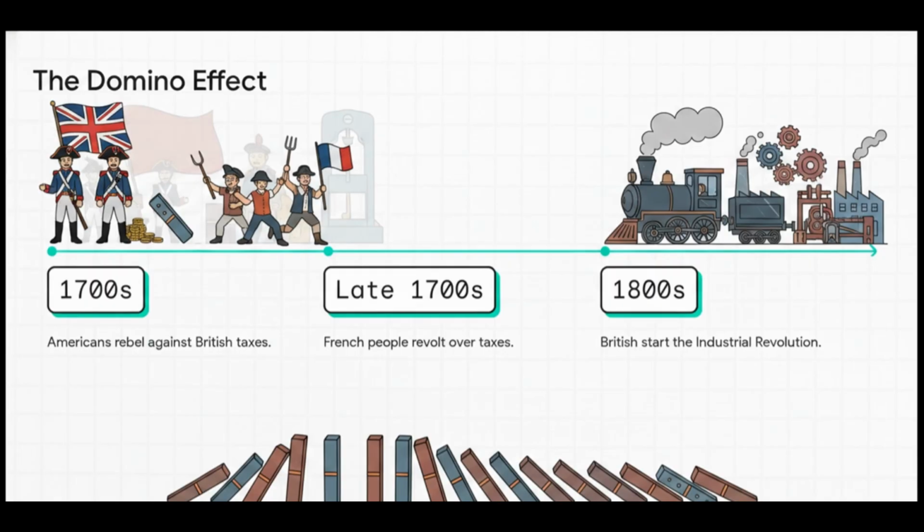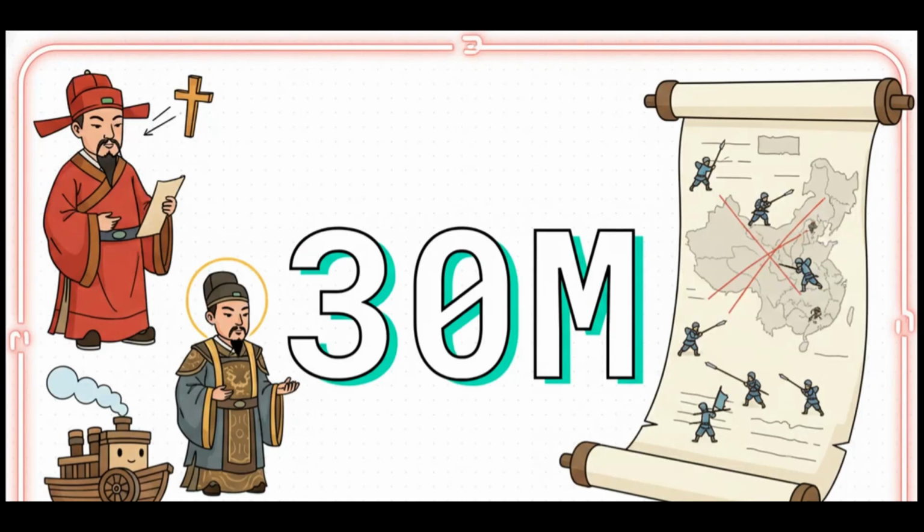Add the British Industrial Revolution into this mix, using steam power to literally make everything faster and cheaper, and suddenly empires had the technology to expand at an unprecedented rate. Because the world was so connected, the scale of global conflict became absolutely staggering.